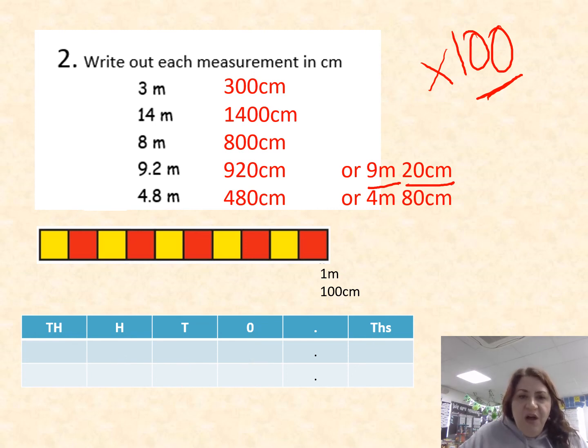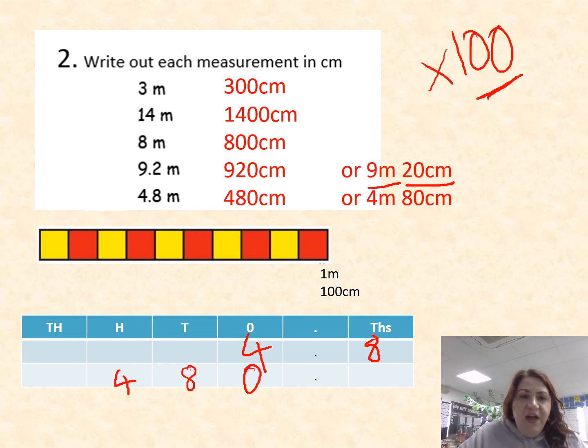And that last one, 4.8. Our 4, remember this 4 is also 4 holes. This 4 here, because it's in the ones column, it means it's 4 holes. And actually I could think straight away, well, those 4 holes must make sure that we've got 400. So they would already move to there. That's our 400 centimetres. And then the 0.8 would be here.